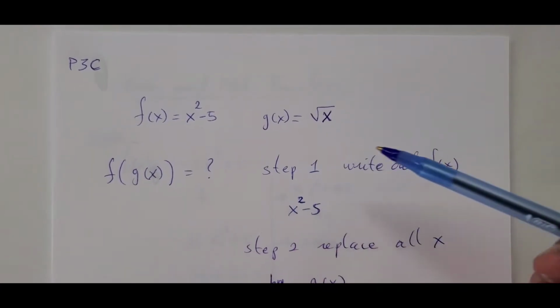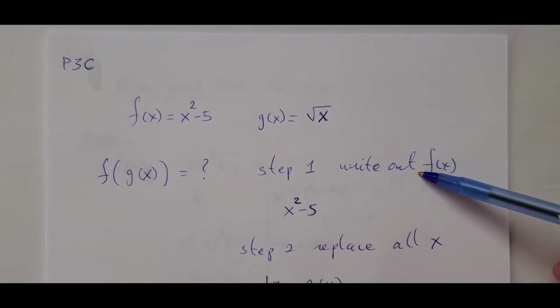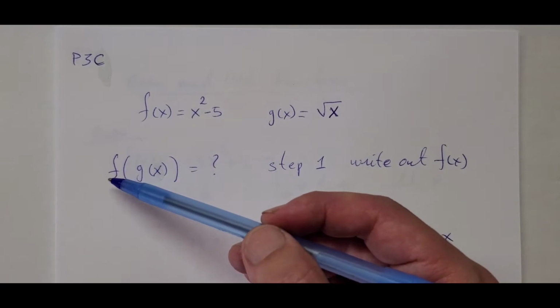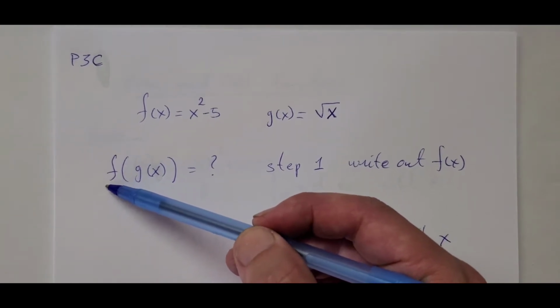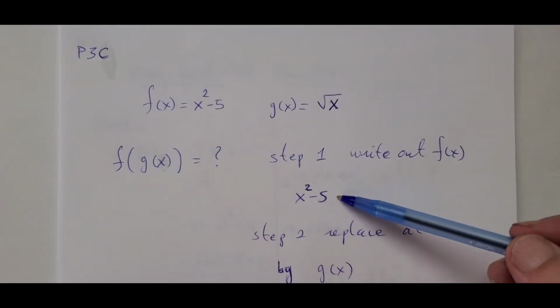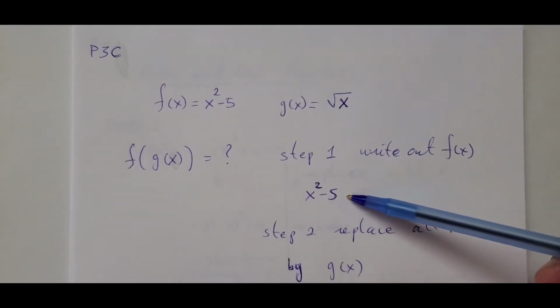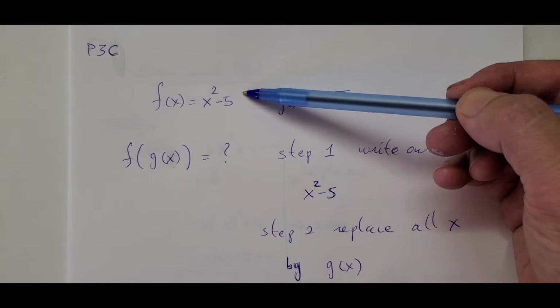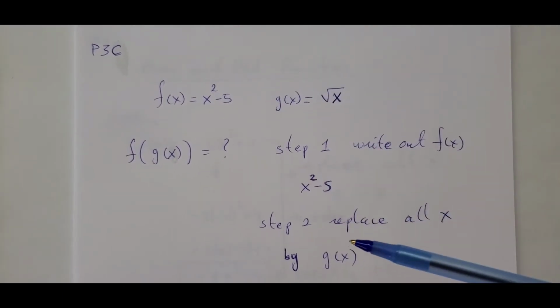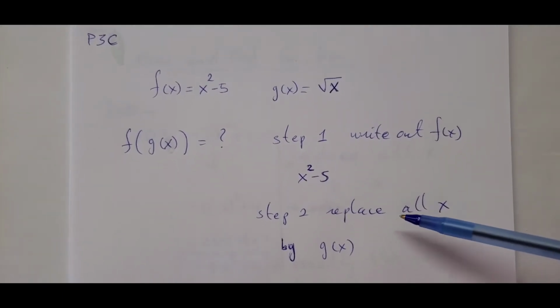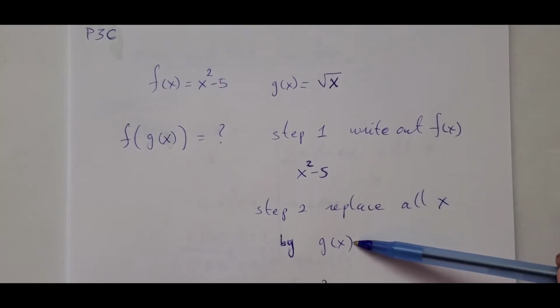Step number one, write out f of x. The reason is because f is outside, which is right here: x squared minus 5. Now how did I get this? From the original example.